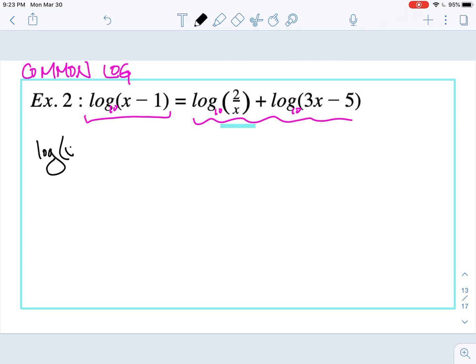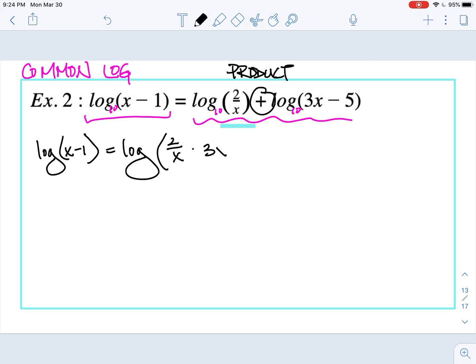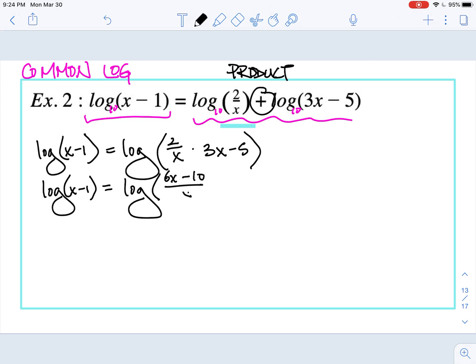So that'll give me log of x minus 1 equals log of, when we're adding, that is our product property for logs. So I'm going to take my 2 over x, and I'm going to multiply it by my 3x minus 5. All right, log of x minus 1 equals log of 6x minus 10 over x.